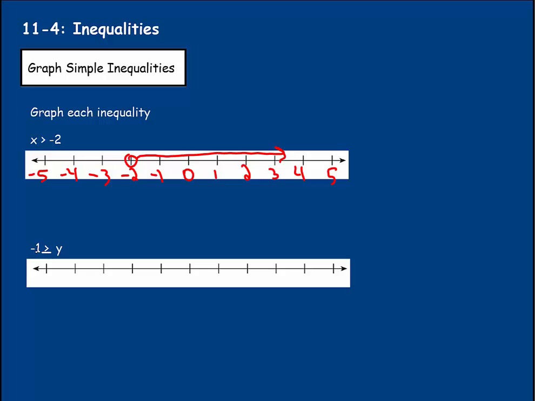Now we have negative 1 is greater than or equal to y. So if you look at it from y's standpoint, it's less than or equal to negative 1. So we can start with 0 here, 1, 2, and 3, negative 1, negative 2, negative 3. Since y is less than or equal to negative 1, I can put a closed circle here because negative 1 could be the solution, and then it's going to be less than that. So we have to go to the left direction to show that y is less than negative 1.